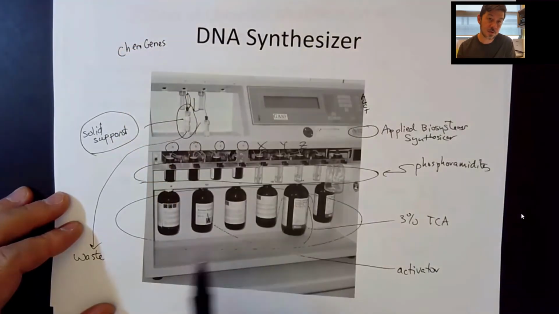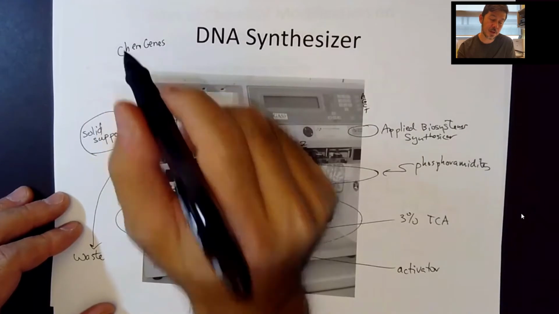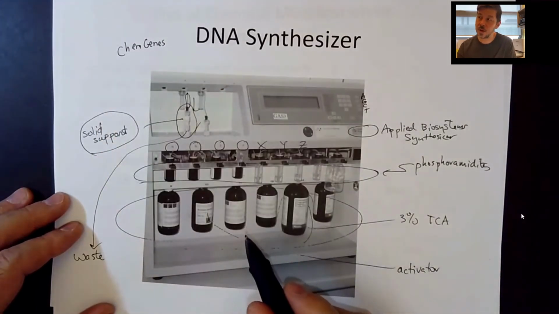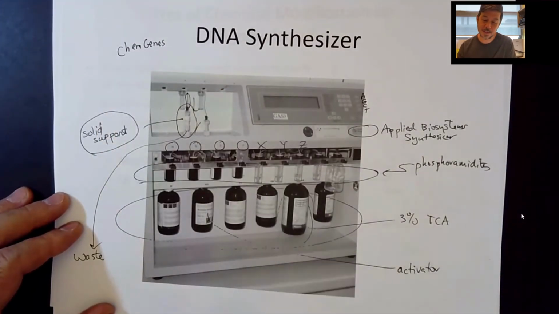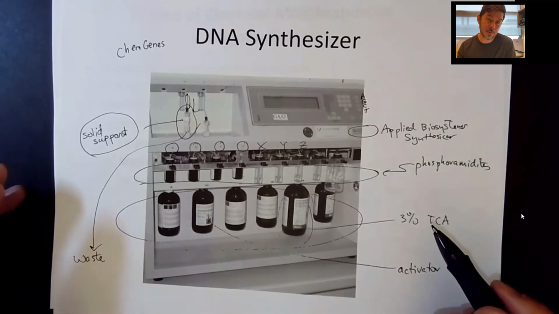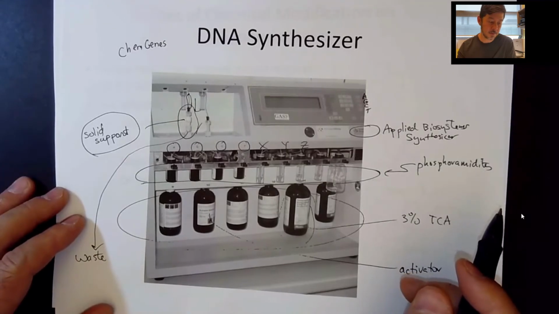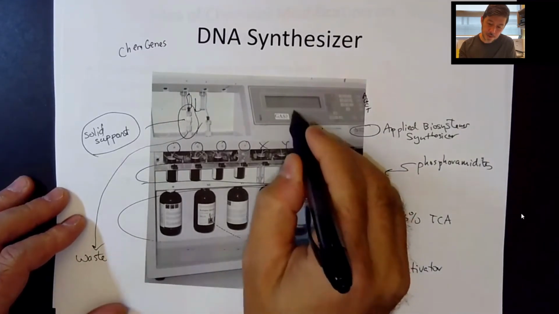So I would encourage you to Google something like ChemGenes. There's other companies as well that sell these building blocks. So we don't necessarily always have to make them. We can actually purchase them. If there's something novel that we're making and no one's made before, then obviously that's not going to be commercially available.